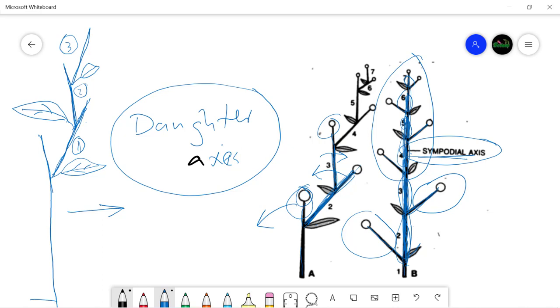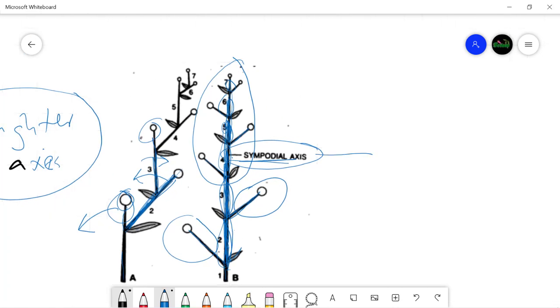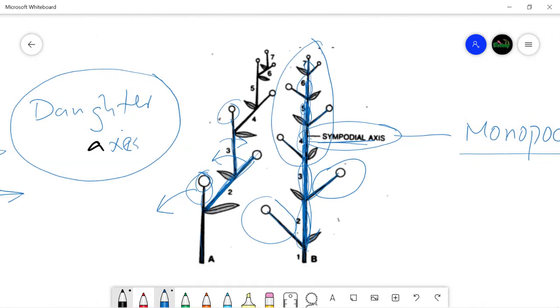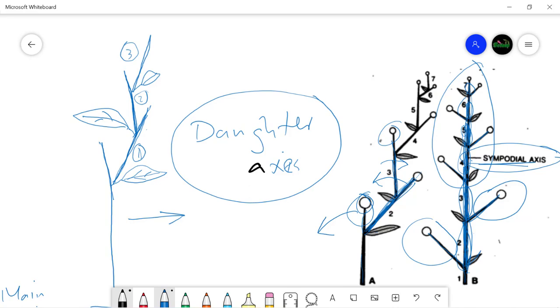And just for a contrast, we also discussed monopodial in case of racemose branching, if you remember. So this is not monopodial, this is sympodial axis, because all the daughter axes, their bases have united to form a single axis. So this is what we call Scorpid Cymose branching.